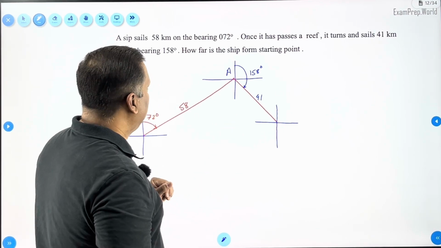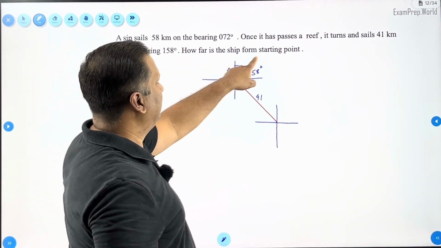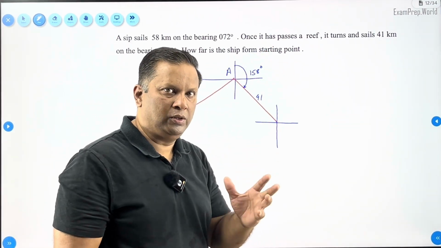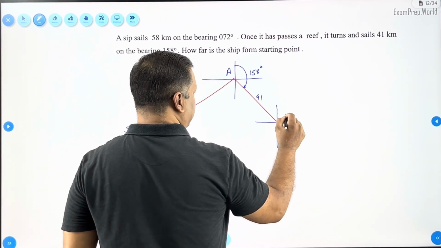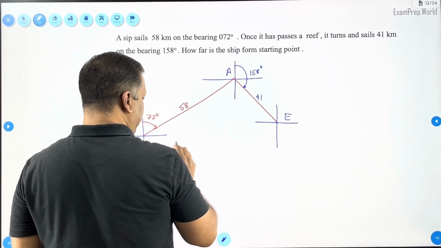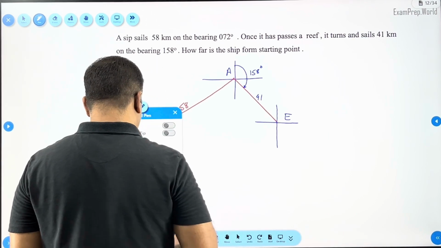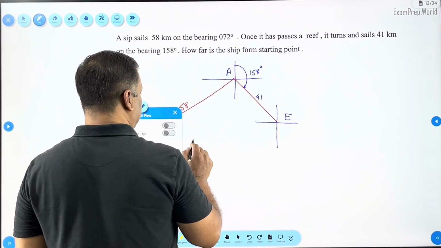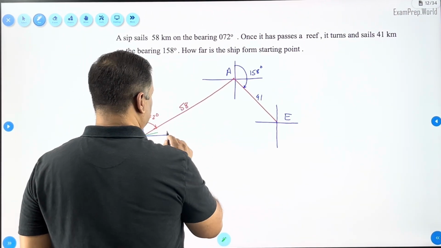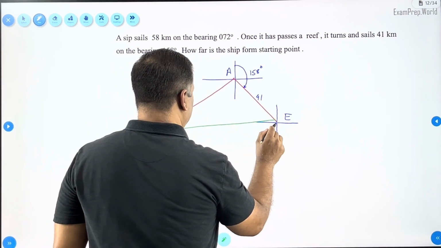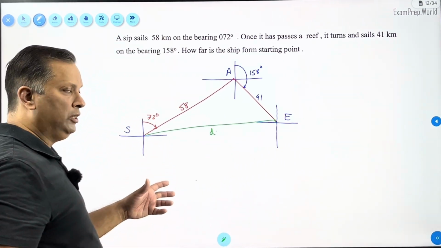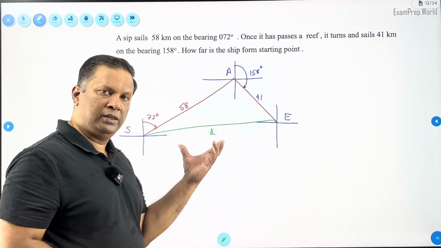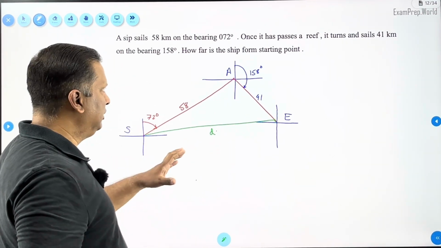Now what is he asking? How far is the ship from the starting point? He is asking only distance. So where is the distance? This is the end point. So we join this line and we need the length of this particular line. This is the distance. They can ask for bearings also, right? First we will do this kind of question where we just find the distance.